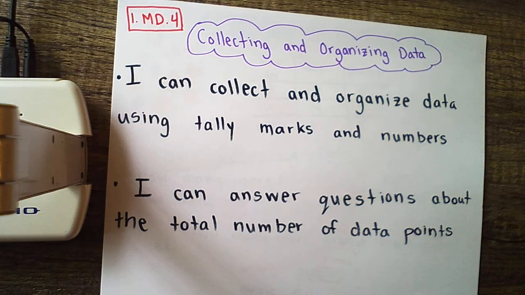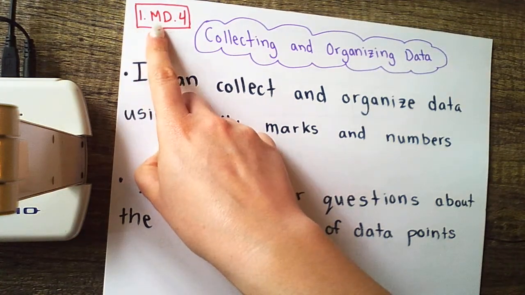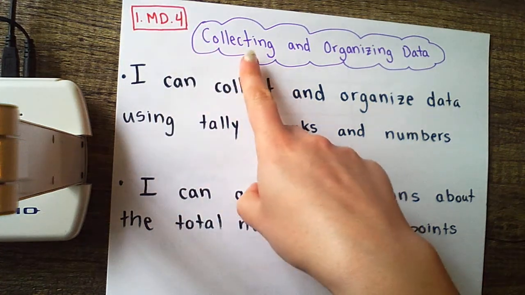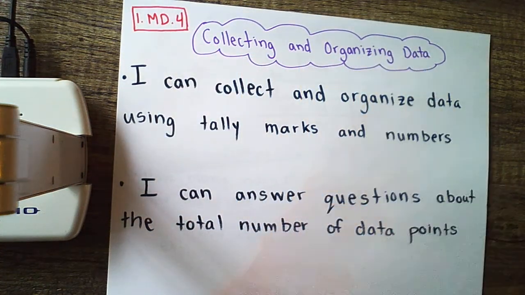Now, for the past couple of weeks, we've been talking all about place value. We know everything about the tens place. We know everything about the ones place. Well, now we're going to wrap up this unit, and we're going to go back to a standard that we've looked at several times before, and just refresh our memory so that we're ready to move on to our next unit, which is geometry. So our standard is 1MD4. This is one of our measurement and data standards. And today we're going to work on collecting and organizing data.